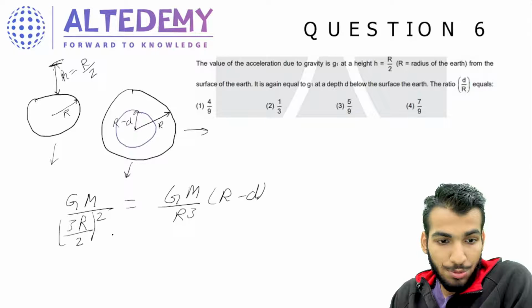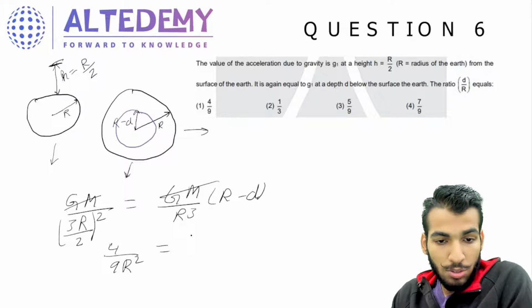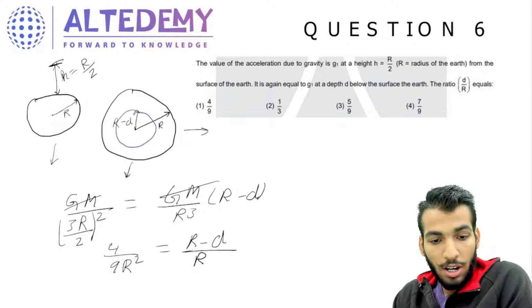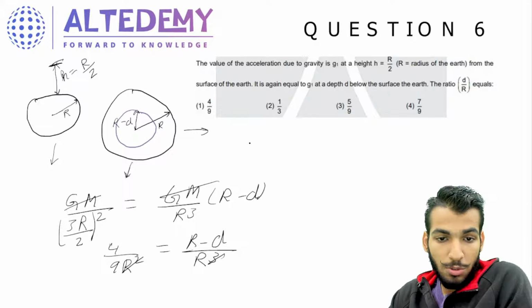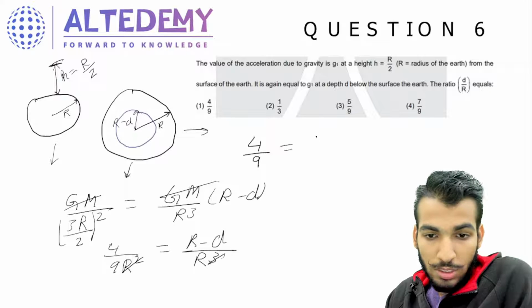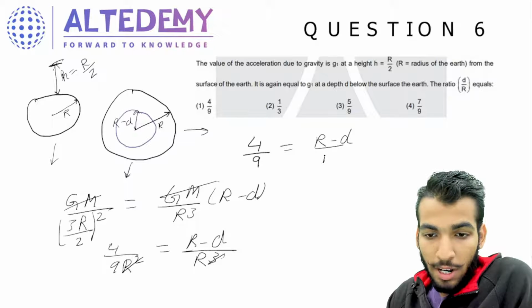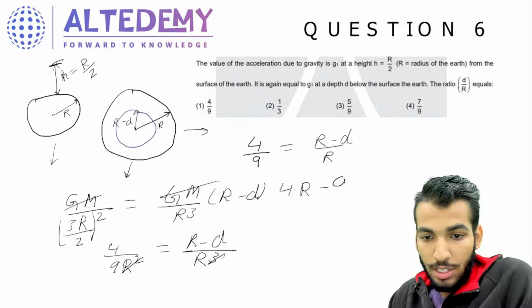So let's move on from this question. What do we mean? GM will cancel out, no need to have that in the formula. Of course, r also. So this is 4 by 9 r squared equals (r minus d) by r cubed. This will cancel out, and that will give you 4 by 9 equals (r minus d) by r. Take r over here, take 9 over here: 4r equals 9r minus 9d.